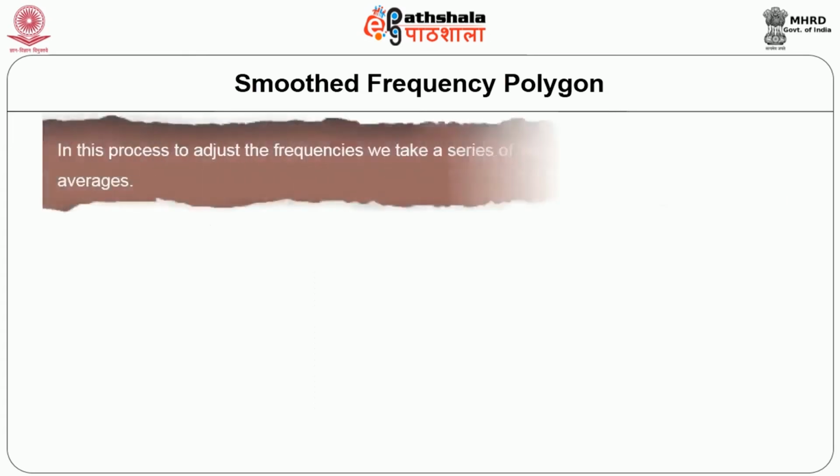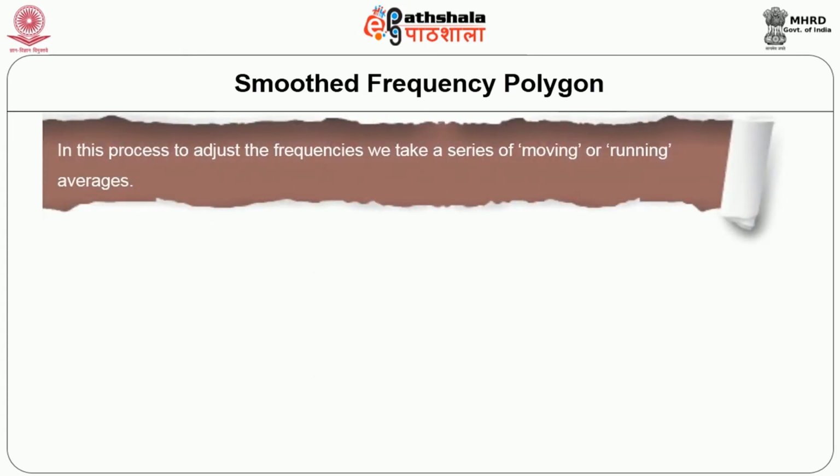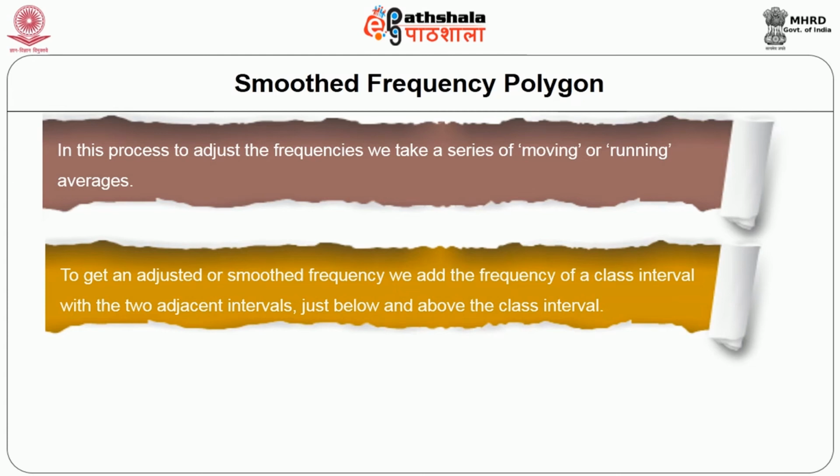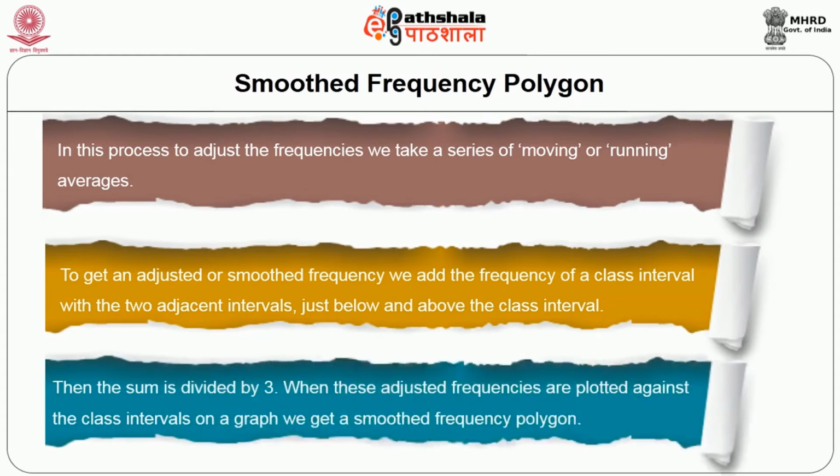In this process, to adjust the frequencies, we take a series of moving or running averages. To get an adjusted or smoothed frequency, we add the frequency of a class interval with the two adjustment intervals just below and above the class interval. Then the sum is divided by 3. When these adjusted frequencies are plotted against the class intervals on a graph, we get a smooth frequency polygon.